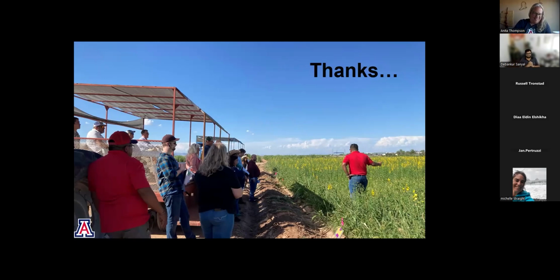For East Central Arizona, what kind of low water use cover crops could you recommend?